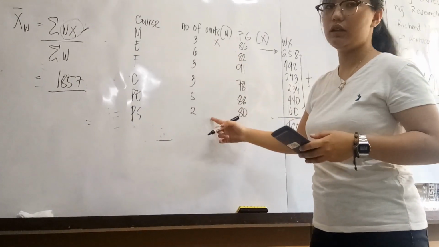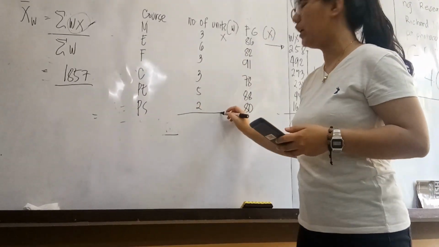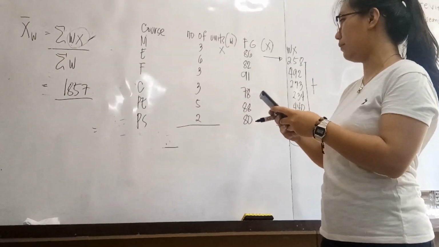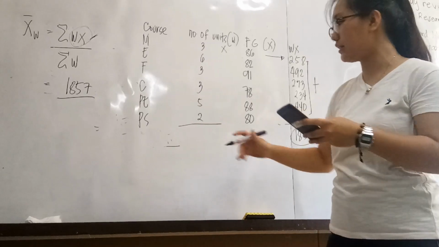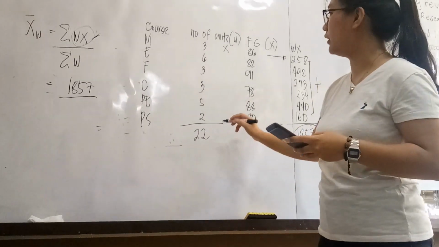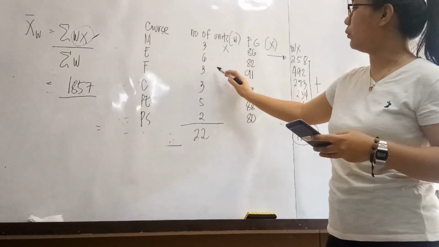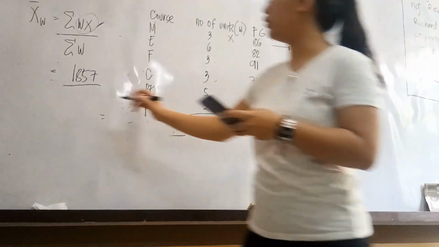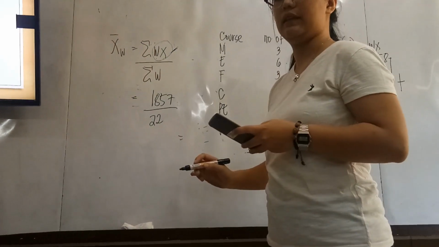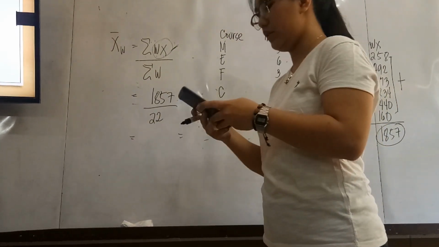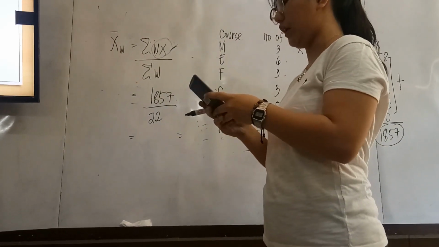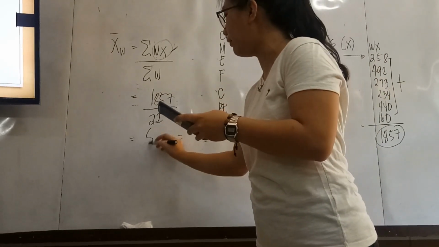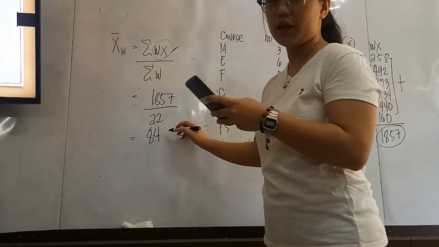Here, this one is the W. All we have to do is take the sum. We have 3 plus 6 plus 3 plus 3 plus 2, 5 plus 2 is 22. Tama ba? So we have 9, 12, 15, tama. 22. Simplify, of course. So we have 1857 divided by 22. Answer, we have 84.4 decimal values.